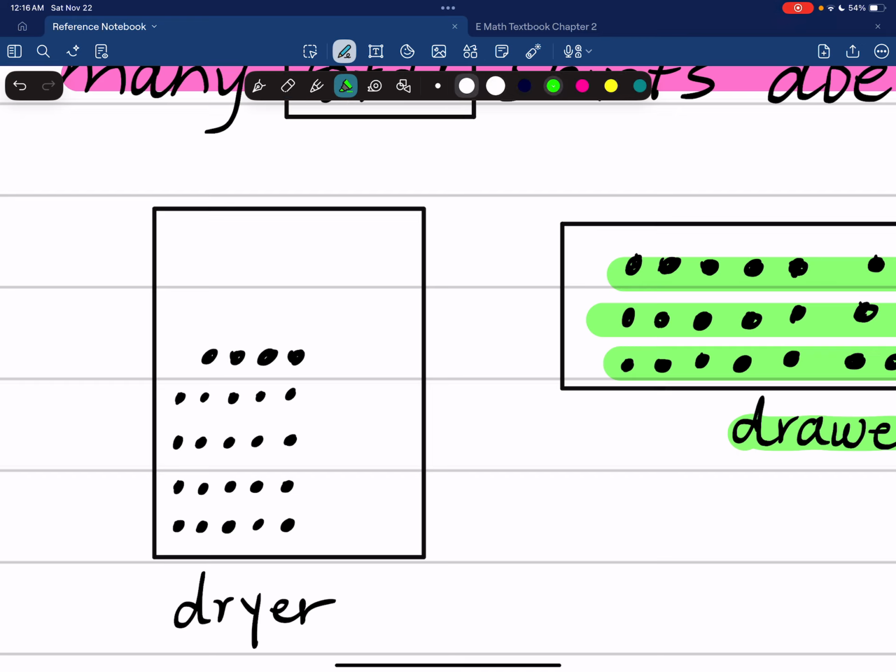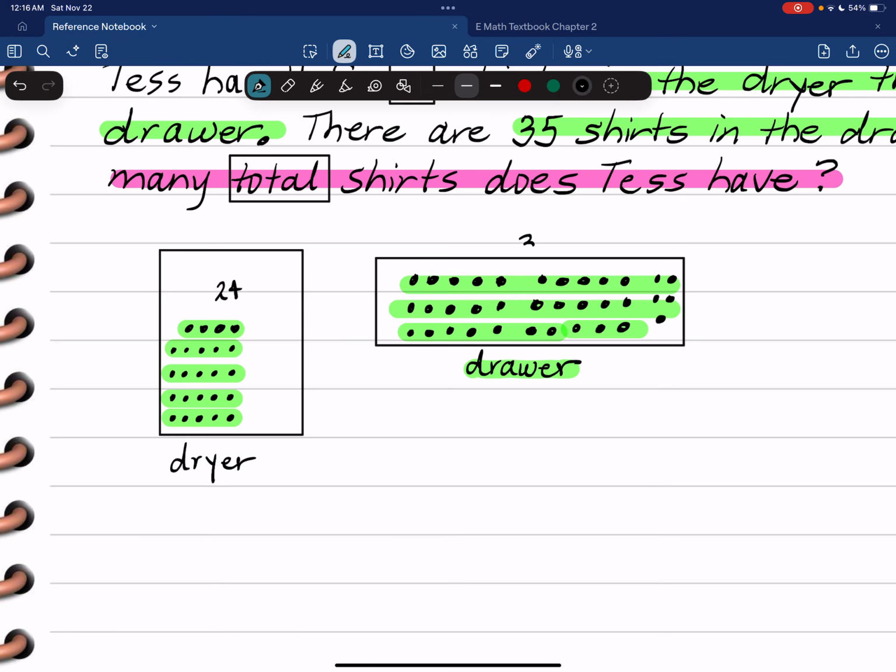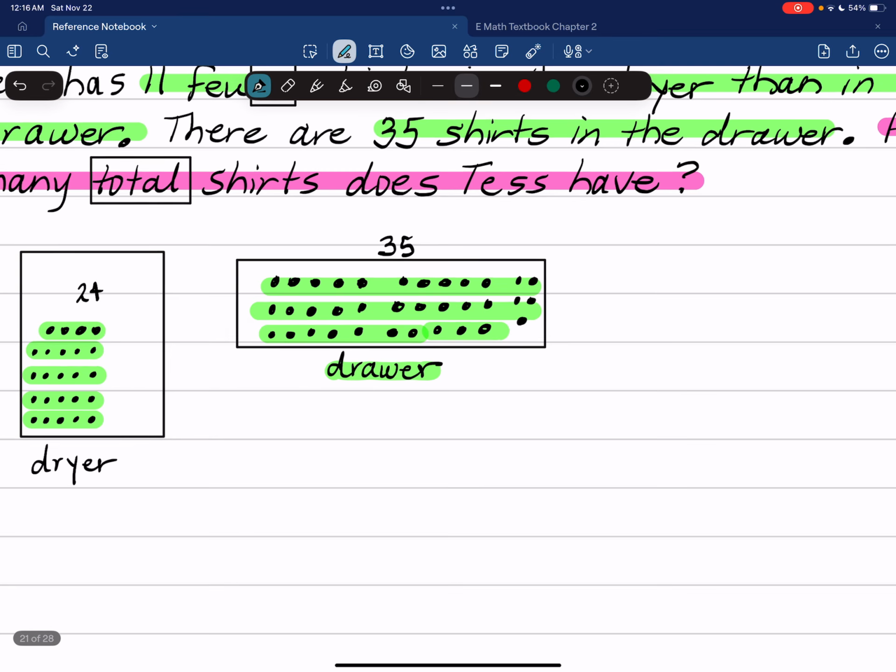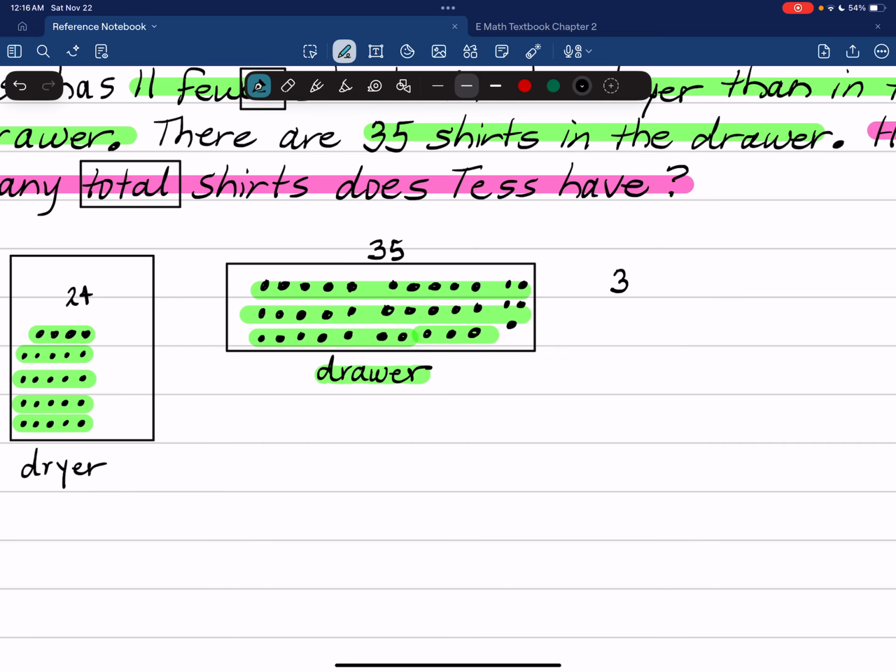So how many shirts are in here now? If we took away 11, we have 5, 10, 15, 24. So in the dryer, there are 24. In the drawer, there are 35. And how many shirts does Tess own? We could say 35 plus 24. It's a lot of shirts. 59 shirts total.